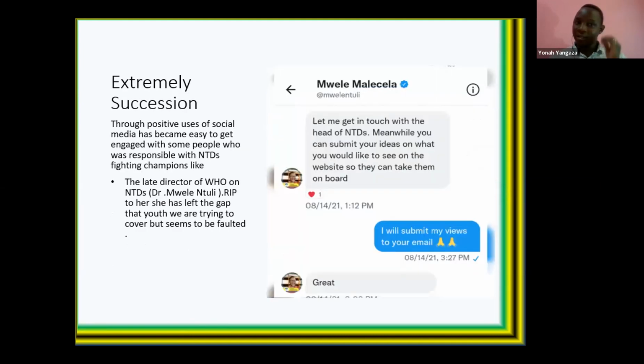So what are the successes of our discussions on different social media? Extreme success through the positive use of social media has been that it was easy to get engaged with some people who were responsible for fighting NTDs, like the late director of WHO on NTDs, Dr. Mwele Malecela, who has already passed away. She tried to mentor the youth on how to engage in various activities on NTDs. As you can see, this is me chatting with her when she was alive.